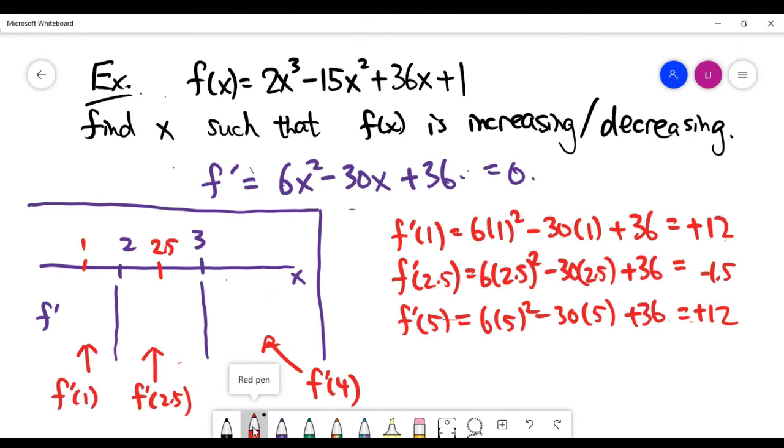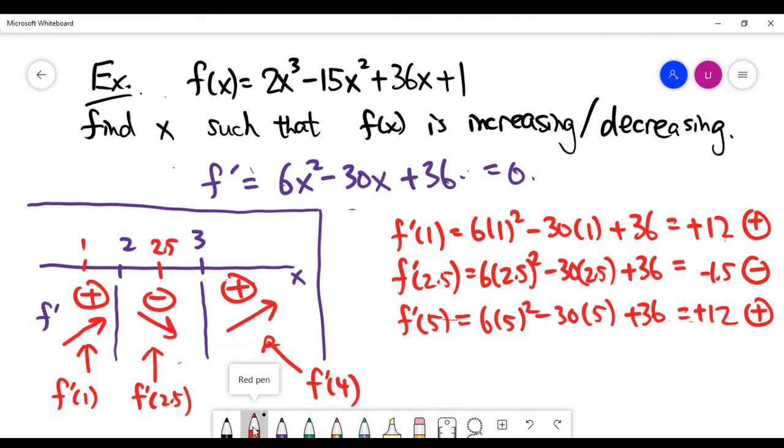After finding f prime at the three values you chose, we notice that for the first value, 1, f prime is positive. For the second value, it is negative, and for the last value, it is positive. So we can mark it on the sign table as positive, negative, and positive. As a good habit, you can draw the arrow as the tangent direction for each interval. For example, the first one is going up in tangent direction, the second one is going down, and the last one is going up. And basically the table of f prime is done.